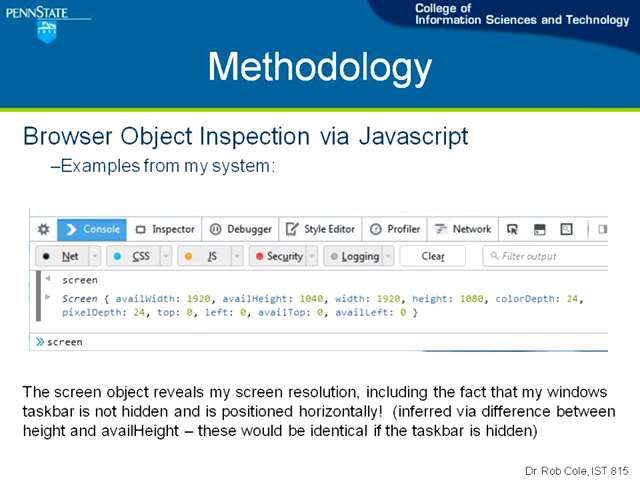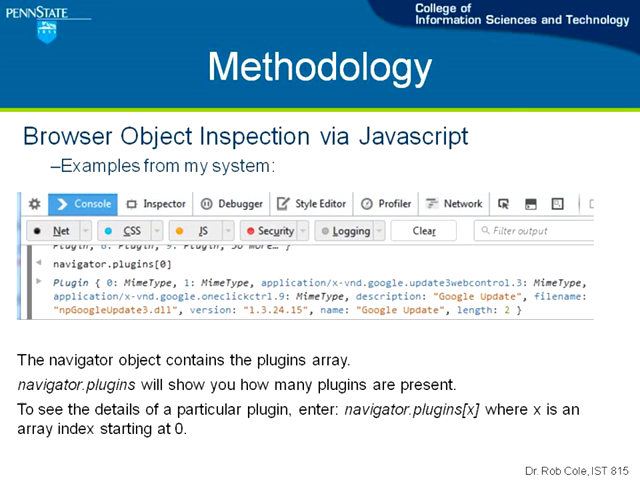First, consider the screen object. This object reveals my screen resolution, including the fact that my Windows taskbar is not hidden and is positioned horizontally. We can tell this from the fact that the height of 1080 pixels is different from the available height of only 1040 pixels. Those 40 pixels of difference are being taken up by my taskbar. If the taskbar were hidden, there would be no difference between these values.